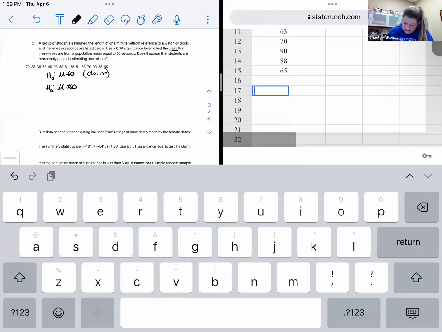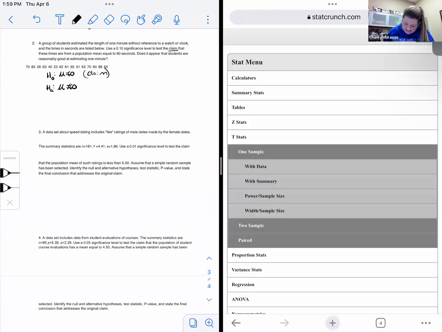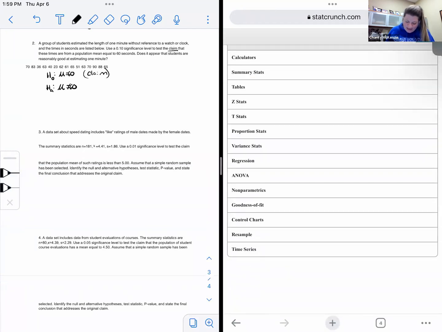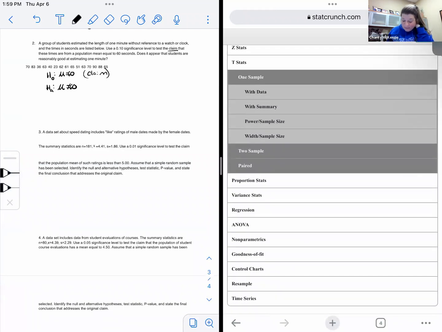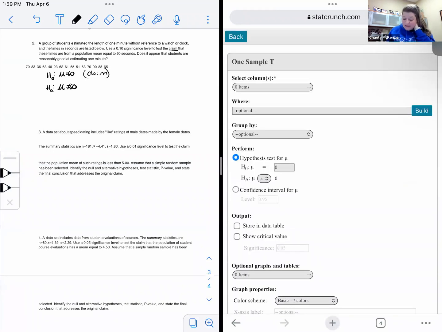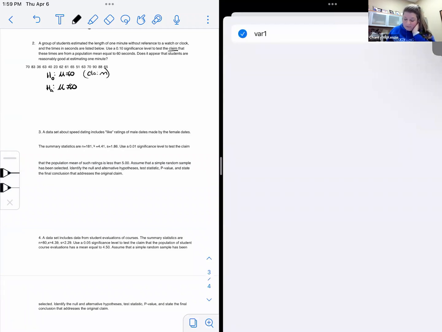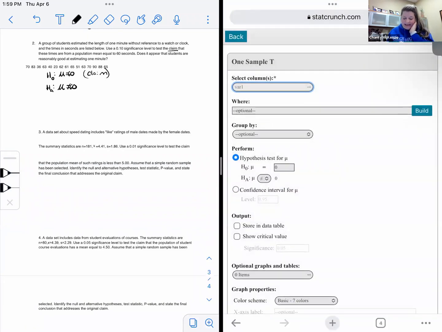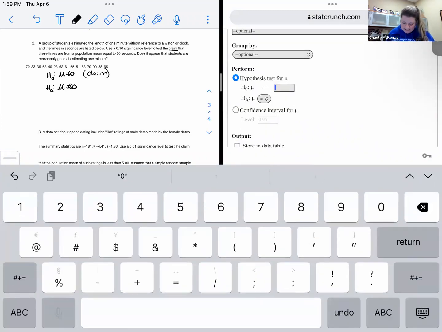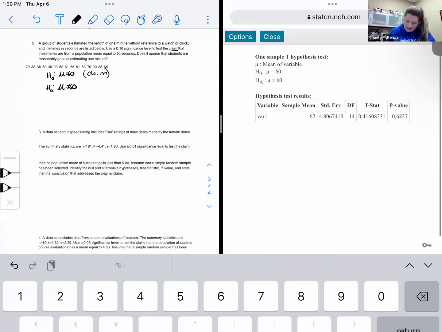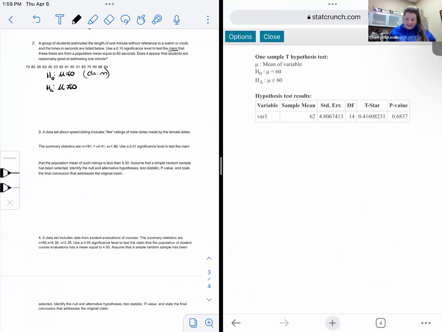Now the data's in. I'm going to close that. We can now hit stat, and we're still going to go to that T-stat area, right? So T-stat, but this time we have one sample with data. Then you pick the column your data's in. I put it in variable 1, and then I have to pick everything else. So the hypothesis was it equals 60 seconds, and not equal to 60. Perfect. That's all built, ready to go. Compute. Okay, so my T-stat is 0.41.